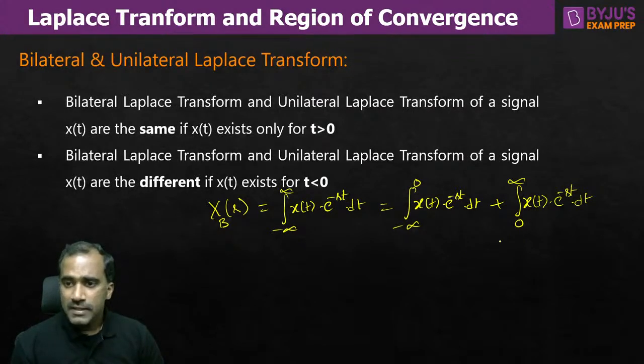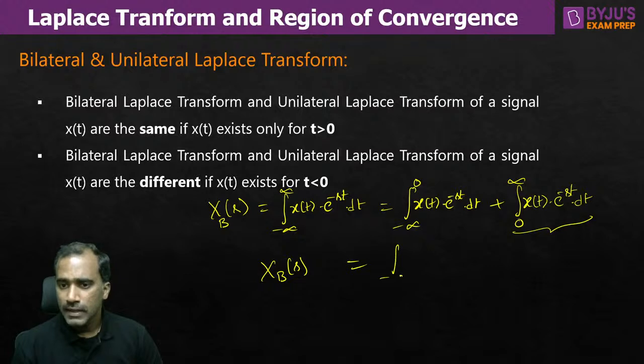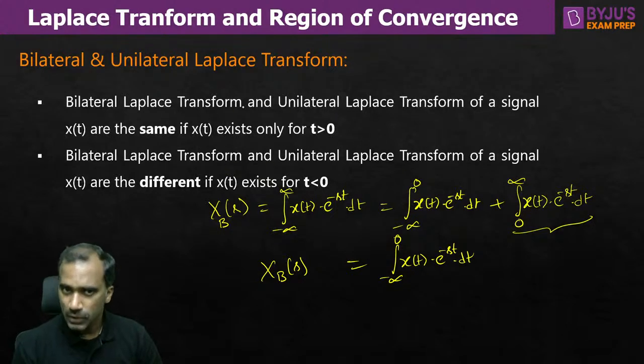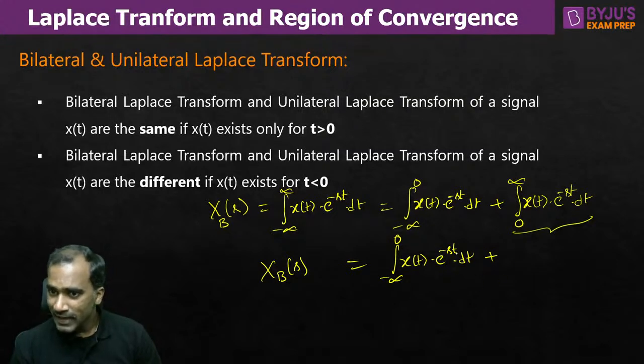So I hope this part is clear. So is it not looking like unilateral Laplace transform? Bilateral Laplace transform is equal to integration from minus infinity to 0 x of t into e power minus st dt, plus the second part. Don't look at these two statements. You can look at these two statements after understanding this, because here we're going to derive these two statements. Next up, is it not looking like unilateral Laplace transform? It is looking like unilateral Laplace transform.